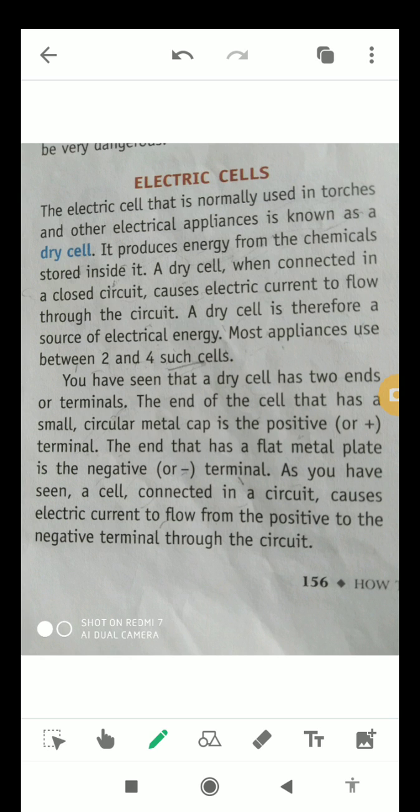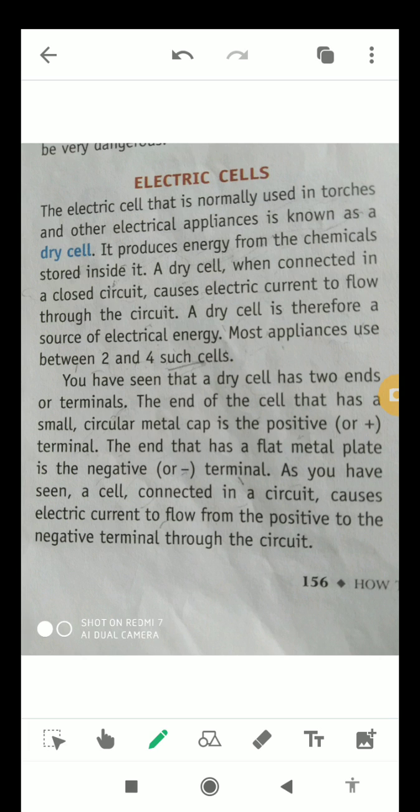A dry cell, when connected in a closed circuit, you must have heard about closed circuit. A closed circuit is a circuit in which current can flow very easily and all the connections are ready. It causes electric current to flow through the circuit. A dry cell is therefore a source of electric energy. Most appliances use between 2 and 4 such cells. So in most appliances we generally use either 2 or 4 electric cells.